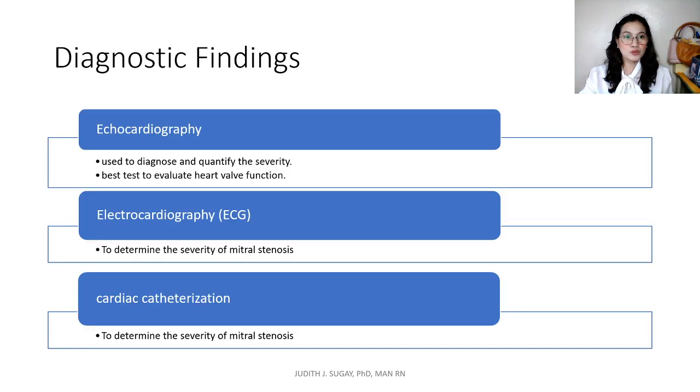Let's now move on to some diagnostic findings. We have the echocardiography, to diagnose and quantify the severity. Also ECG, to determine if the cause of the mitral stenosis is severe enough that it affects the heart conduction, or that it could bring arrhythmia. How about cardiac catheterization? This will help in determining the severity of mitral stenosis. Just in case there's a need for repair, then it can be done through this one.